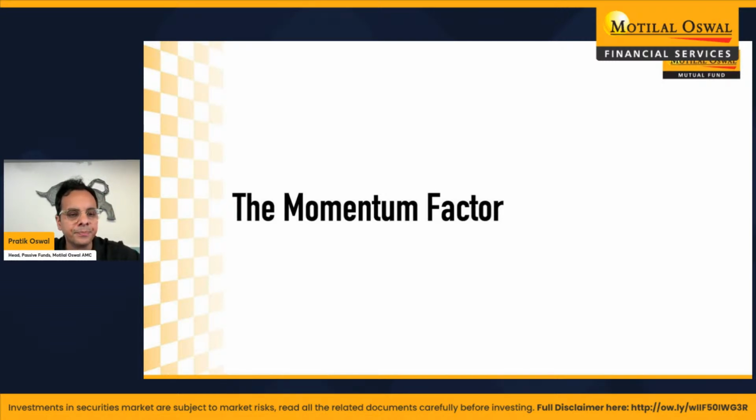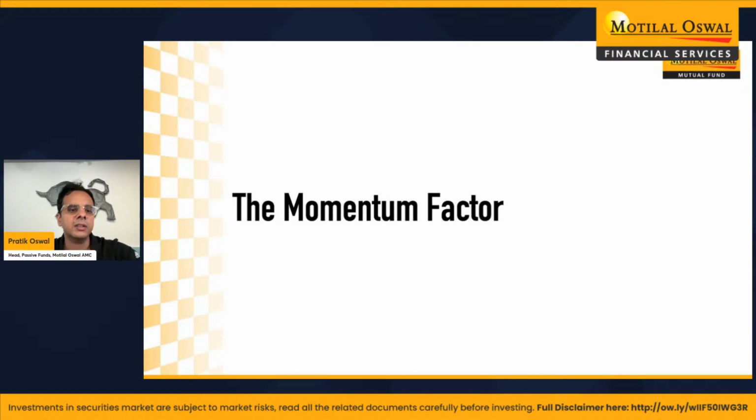Even in India, there are 4 popular factor funds today: momentum, low vol, value, and quality. All 4 factor funds have outperformed broad benchmarks like Nifty 50 over the last 10 to 15 years. However, momentum as a factor has done the best in terms of performance. So for today's presentation, we'll only be talking about the momentum factor.